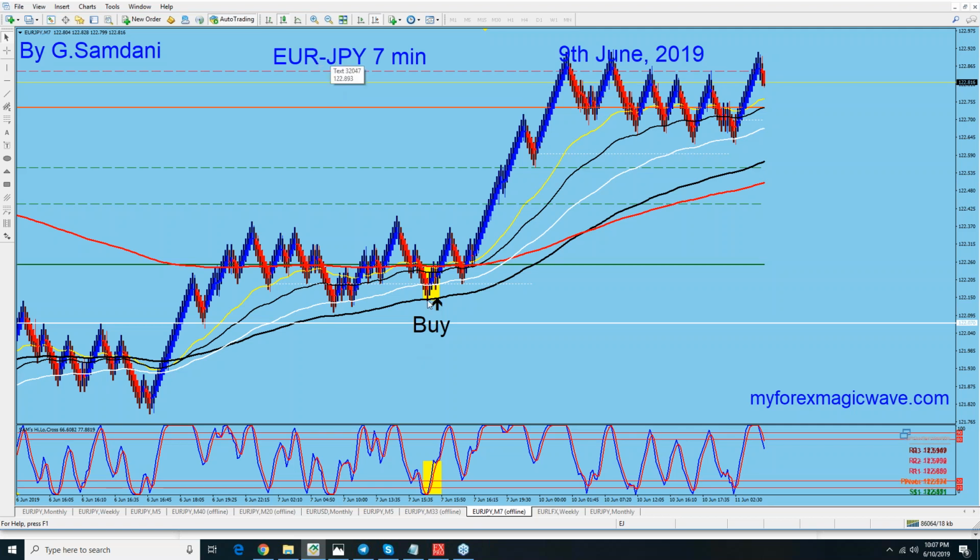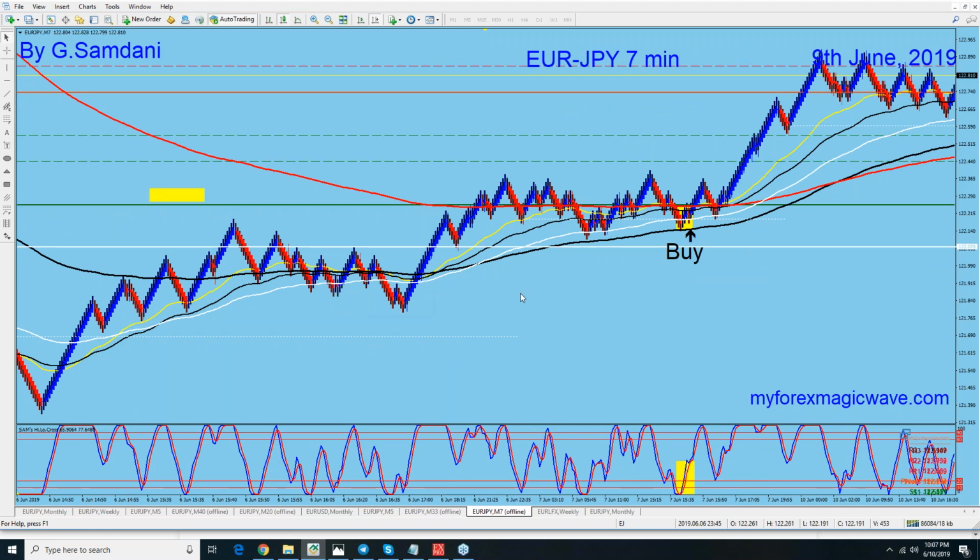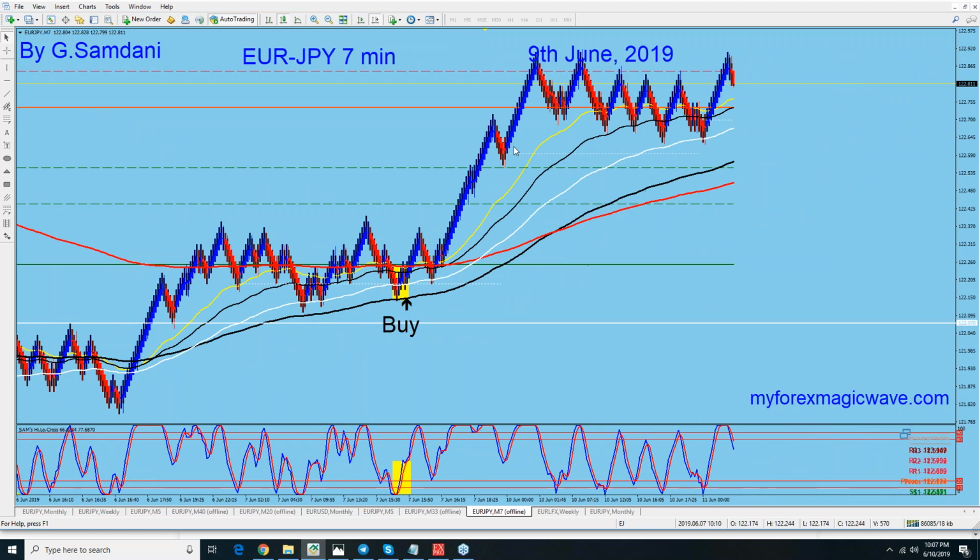This is the euro yen. This was my entry last week. I posted this on my website already. This is the trade, and exactly like something like this. It's cooking right now, and I have an entry here, and so far a little positive. So let's see if it works out.